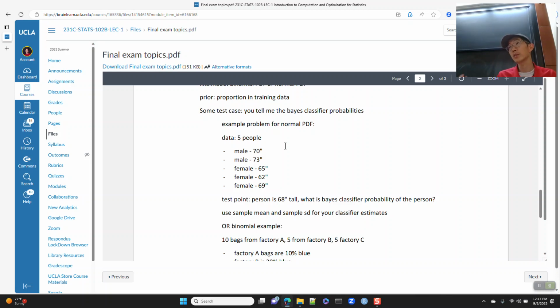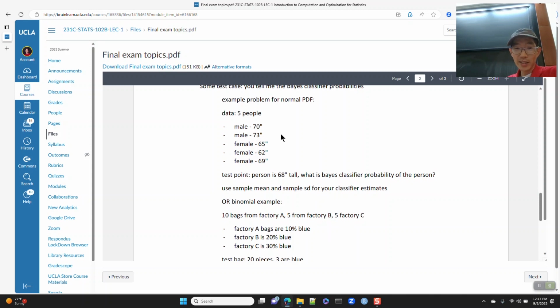So for this test case, it'll just be one kind of value, and I'll ask you to use the Bayes classifier to determine the probability that it's class A or class B, okay? So an example where the likelihood is a normal distribution: here is a data set where we have the heights of 5 people. We'll say male 70 inches tall, male 73 inches tall, female 65, 62, 69 inches tall. And we're going to say a person is 68 inches tall. What is the Bayes classifier probability of the person?